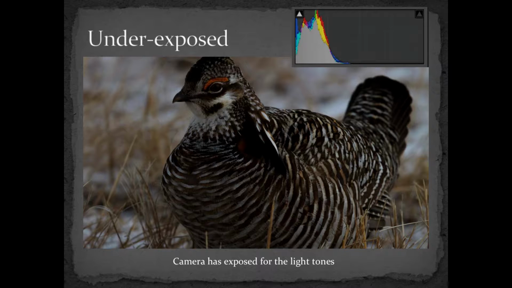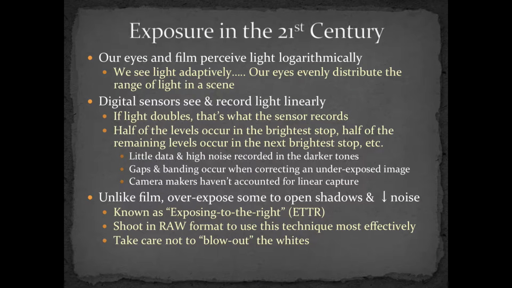Here the camera underexposes the image by exposing for the highlights and whites in the scene. If shot in a RAW format, much of the shadows can be recovered, but there are much more severe limitations with underexposed photos compared to overexposed photos. In essence, there's very little data on the left half of the graph as compared to the right half, something I'll address now. So, exposure in the 21st century.